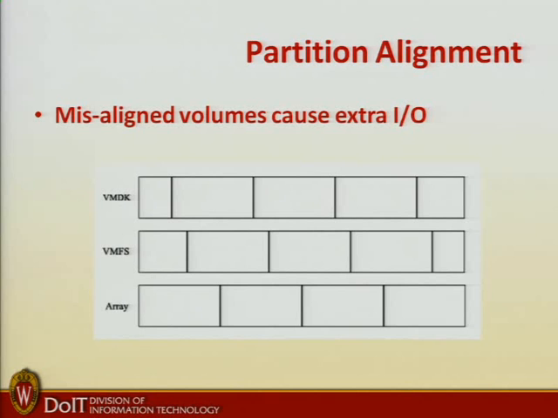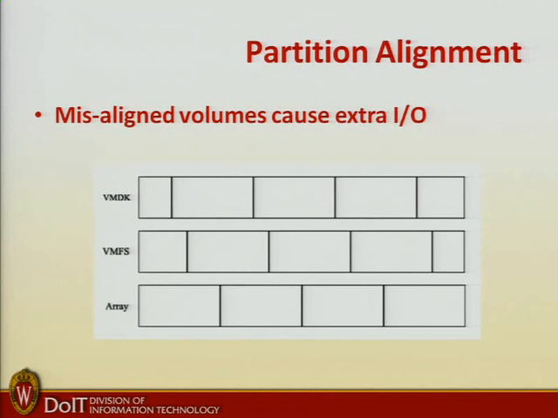So what you get is you end up getting these offsets. So you try to read that block, and you end up reading 2 blocks out of the VMFS. Actually, you end up reading 3 blocks potentially out of the array, in this example at least.